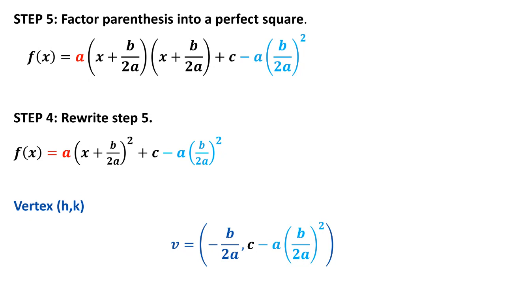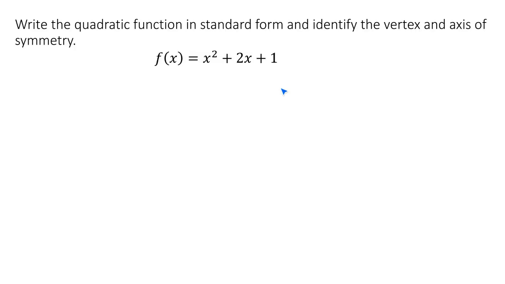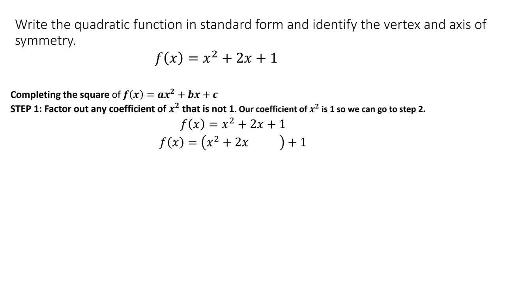But the best way to understand the steps is going to be to work it out with actual numbers. And so I'm going to go ahead and do that here. The instructions are to write this equation in standard form, and then we're going to identify the vertex and the axis of symmetry. So the first step is to group x squared and 2x together. Notice that I grouped them here and I left a blank space. And then I have my plus 1.